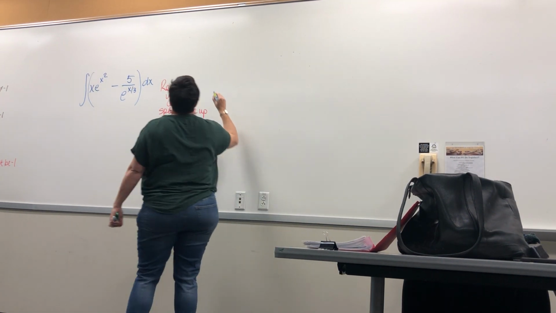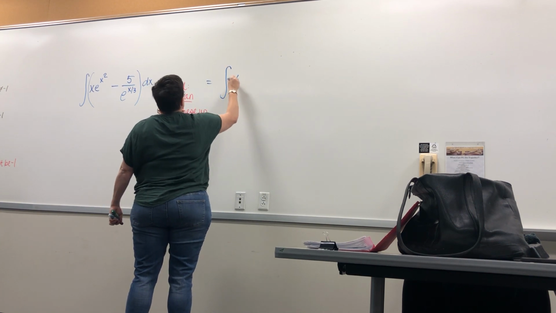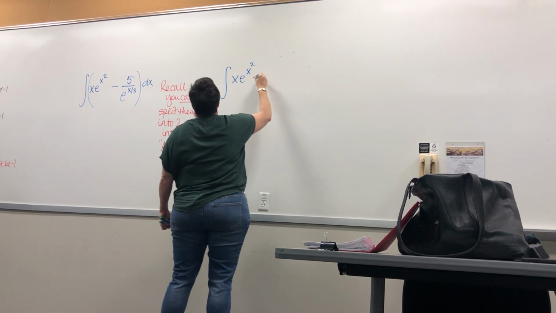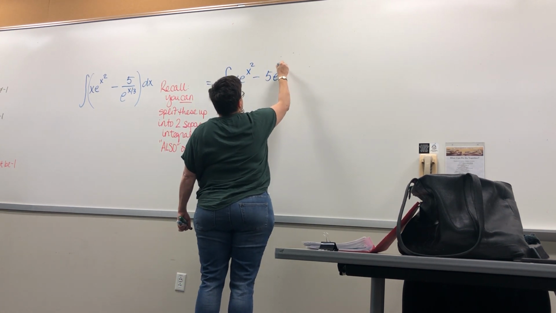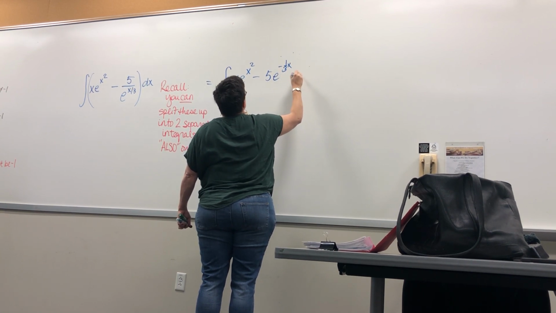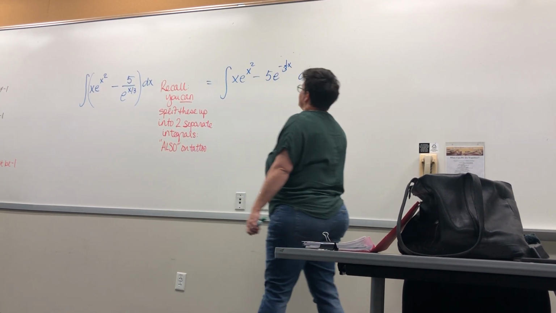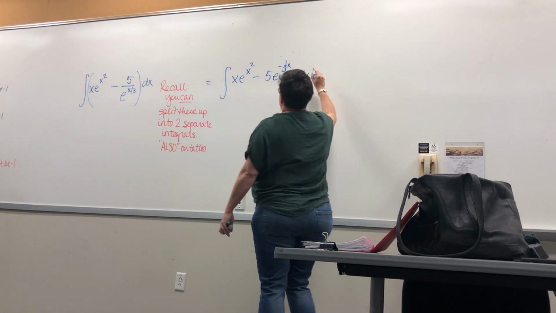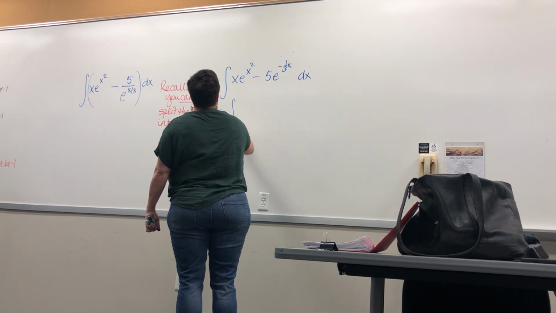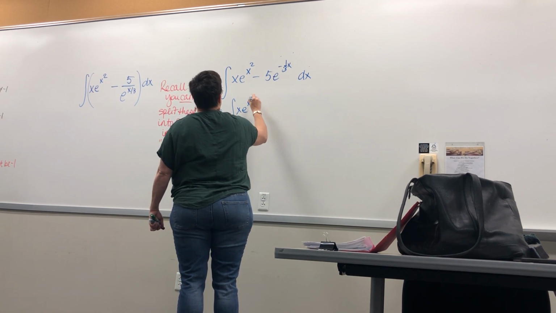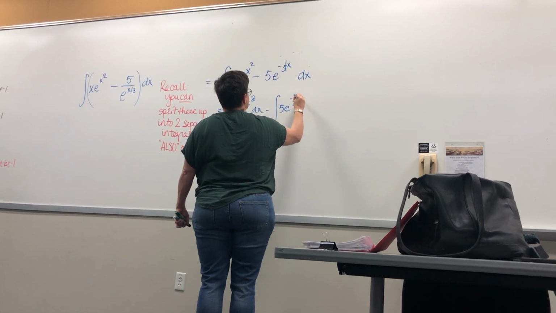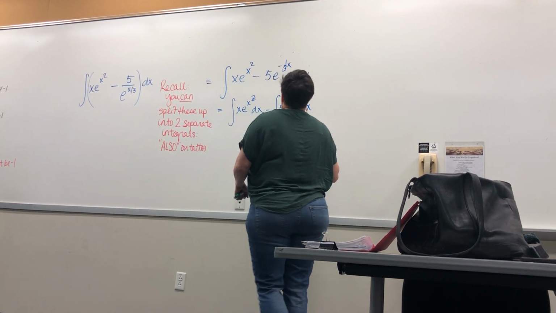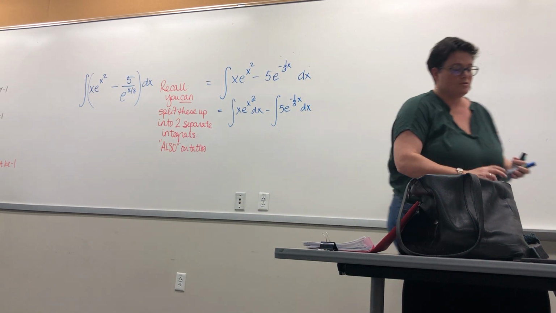Okay, so I'm gonna rewrite this into x e to the x squared minus 5 e to the negative 1/3 x. And I'm integrating all of that with respect to x. Is everyone cool with that? Now I'm going to split them up. x e to the x squared with respect to x minus 5 e to the negative 1/3 x with respect to x. Okay, so now I have two u's, two u primes.